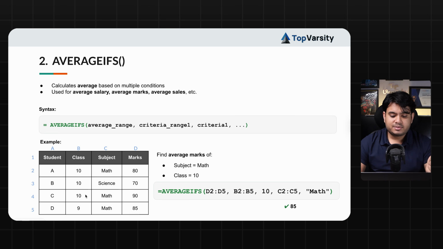Because this table is very small, you can easily see math, 10th class, math, 10th class, 80 plus 90 is equal to 170, and divided by 2 is equal to 85. So this will be your answer.